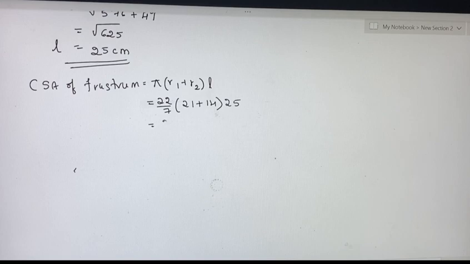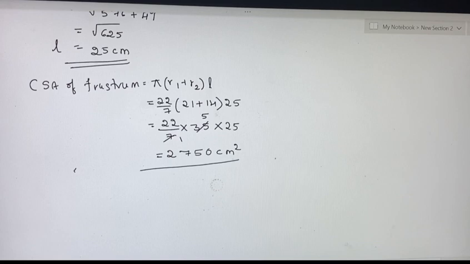So now 22 by 7 into 21 plus 14, which is nothing but 35, into 25. 7 ones are 7, 7 fives are 35. So if you multiply 22 into 5 into 25, the answer is 2750 centimeter square. This is the answer for the CSA of the frustum.